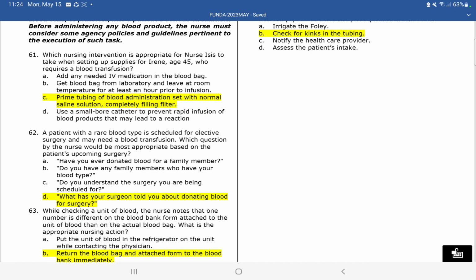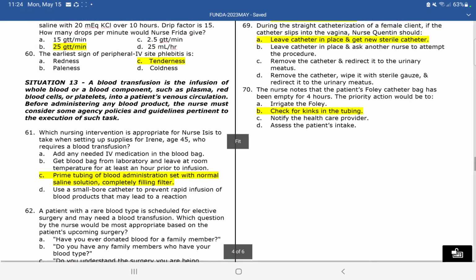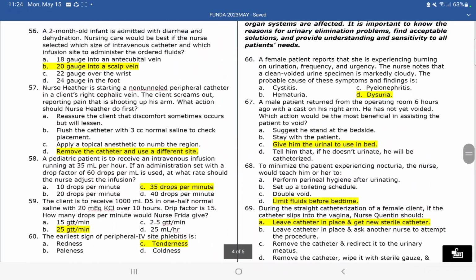Alright. While checking a unit blood, nurse notes that one number is different on the blood bank from attached to the unit blood and the actual blood bag. What is the appropriate return? You need to return. Just return the blood. If you're not sure. If you're not so sure with that thing, then return.